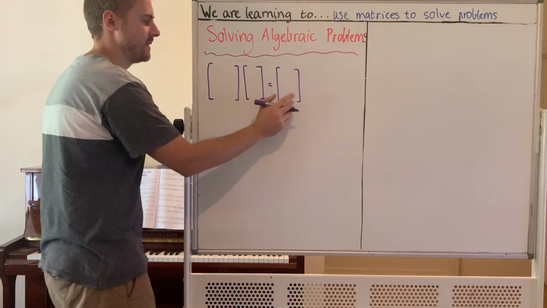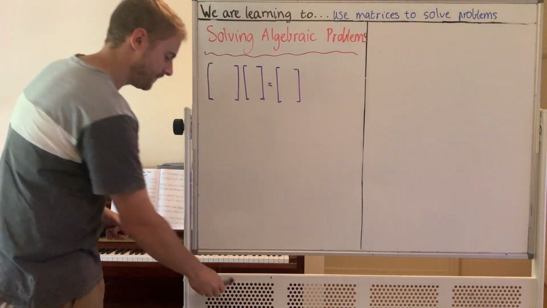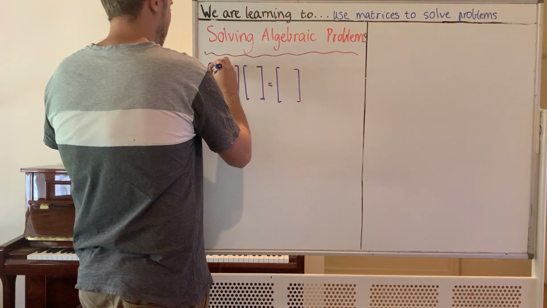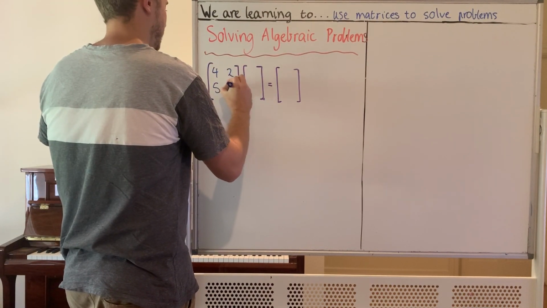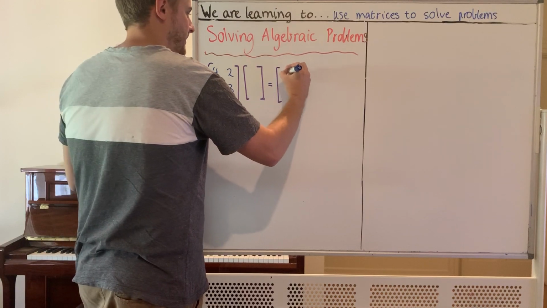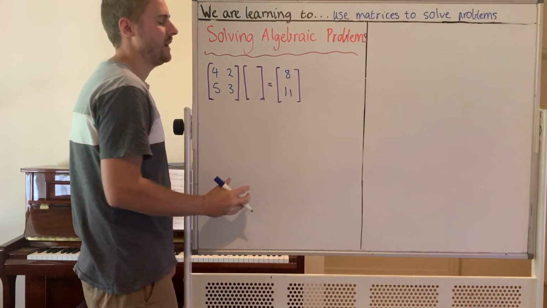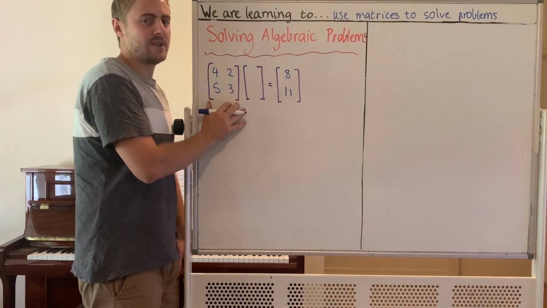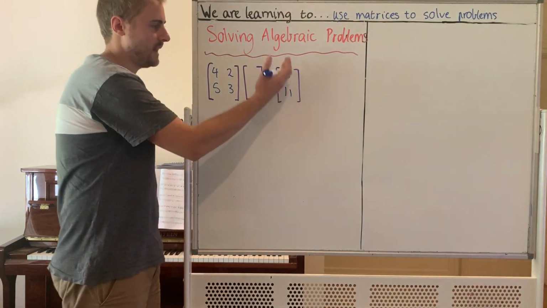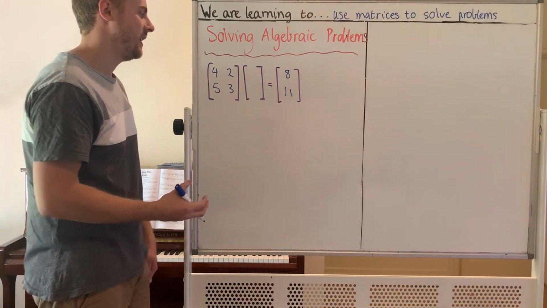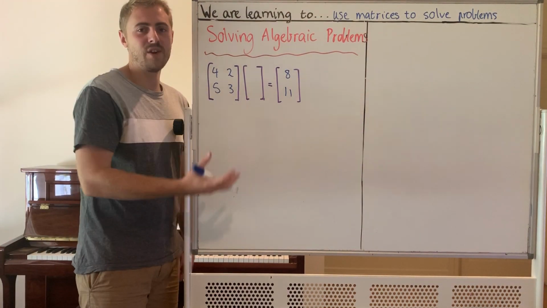So 2 by 2 by 2 by 1, so it's going to equal 2 by 1. So you've got these numbers, 4, 2, 5, and 3. And then the answer is going to be 8 and 11. So what we're doing is we're taking a matrix, we're multiplying it by another matrix, and it's going to equal 8 and 11, a third matrix. Now this is where we have an unknown matrix.